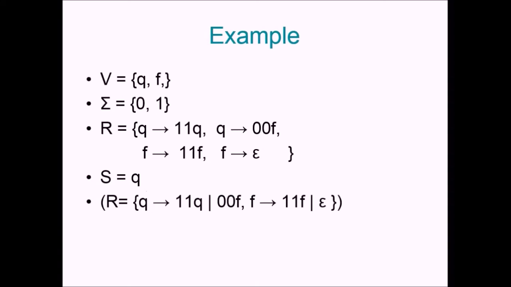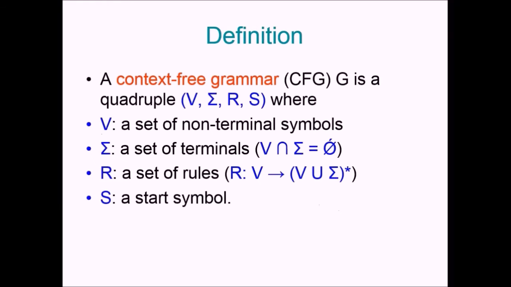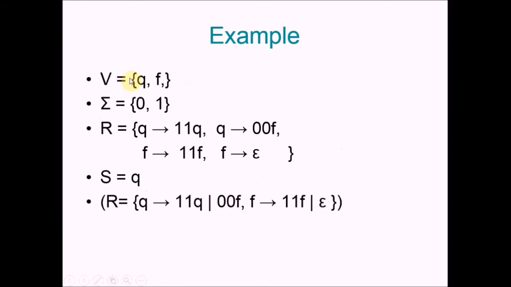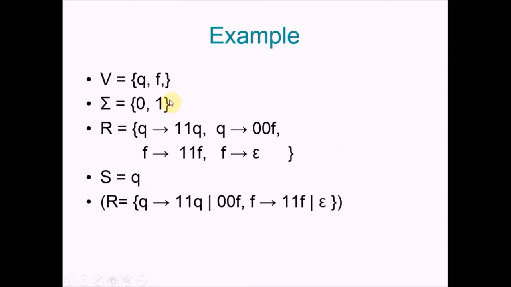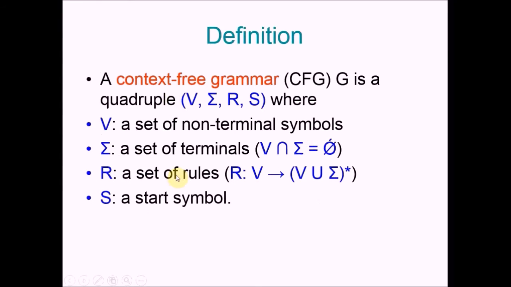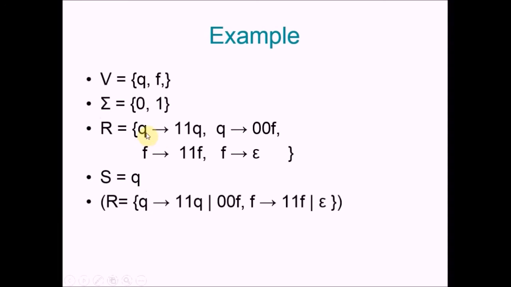So let us start with an example of context-free grammar. V, as we already mentioned, was a set of non-terminal symbols. So Q comma F is going to be our V, and sigma, as we signified, was the set of terminal symbols. So 0 comma 1 is sigma. R is the set of rules. So R is Q to 11Q, Q to 00F, F to 11F, and F to epsilon. And as in the set of rules, we have Q as a starting symbol, so S is equal to Q.